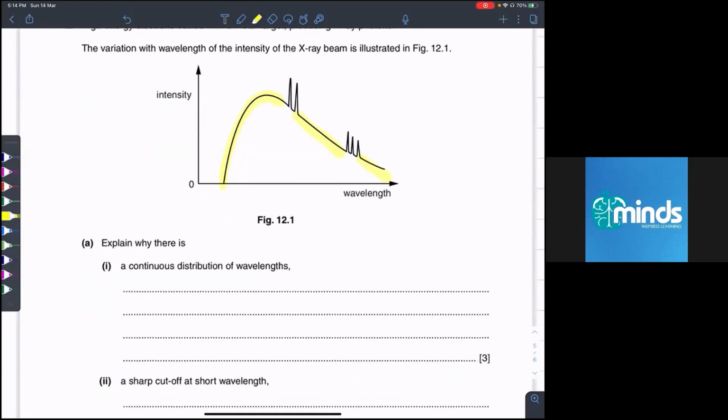So you need to mention 3 points. Number one, why do we have continuous spectrum? Because of deceleration of electron in the metal target. Number two, electrons will be decelerating by different amounts because we have millions of electrons. All electrons are decelerating at different rates, so they are emitting photons of different wavelengths. So these 3 points we were supposed to mention.